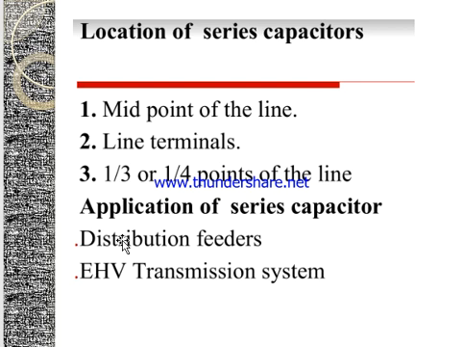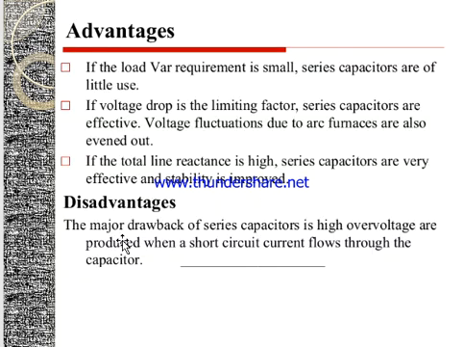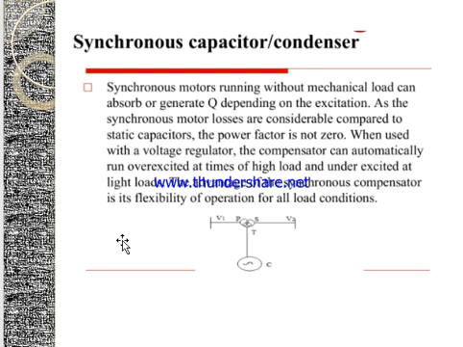So where is it located? At the midpoint of the line terminals, or at the 1/3 or 1/4 points of the line. The series capacitors are applied to distribution feeders, EHV transmission systems, etc. These are some of the advantages and disadvantages of the series capacitors.